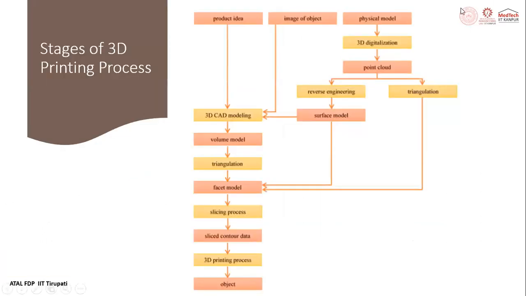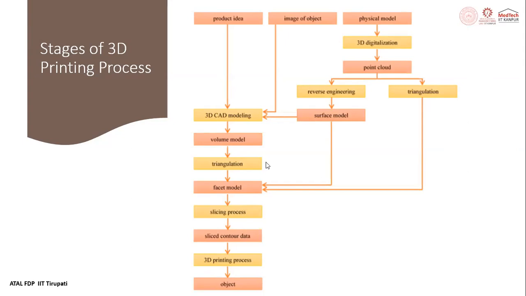So when you try to look at this, I have already discussed it. Product design, image of an object and physical model. Then 3D digitization, point cloud data, which comes from reverse engineering, which comes from the surface model. So you get a model, then volume model, then you do triangulation, basic model, slice contour algorithm, and then you have a 3D printing process and the object is printed. So these are all the different stages which are used today.